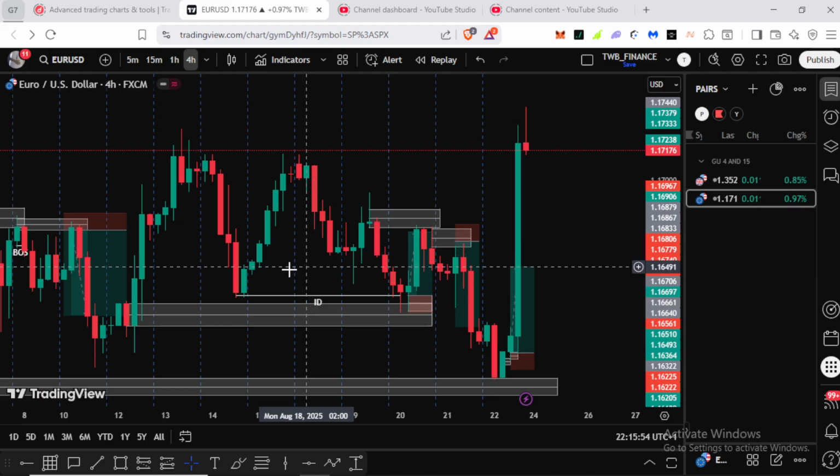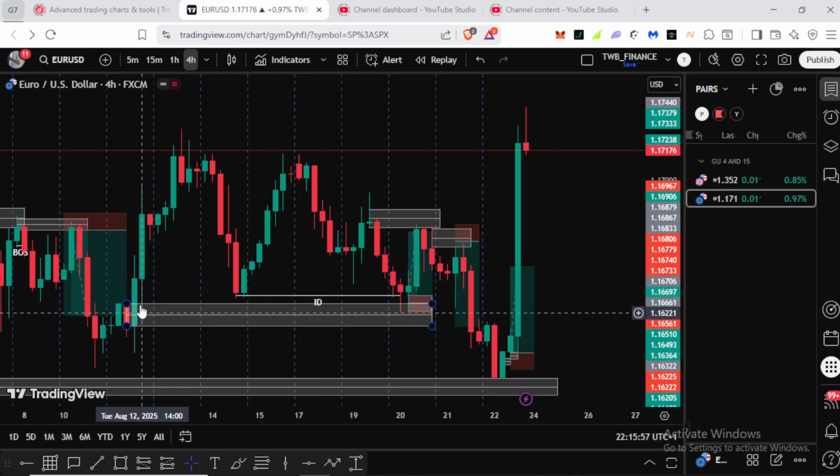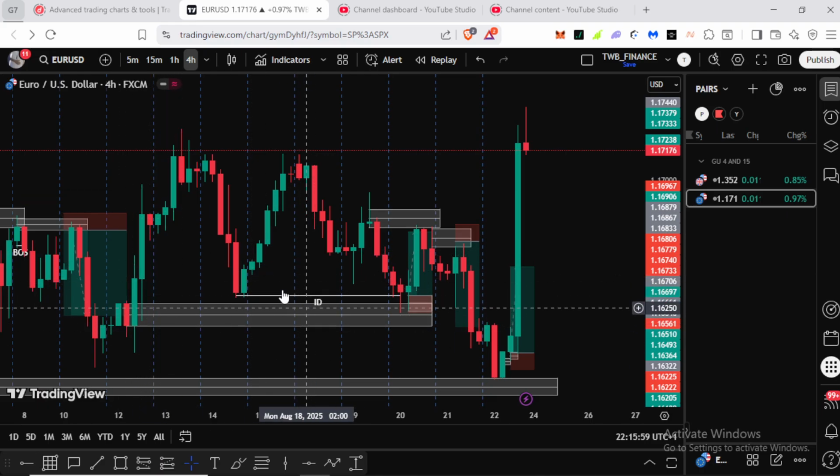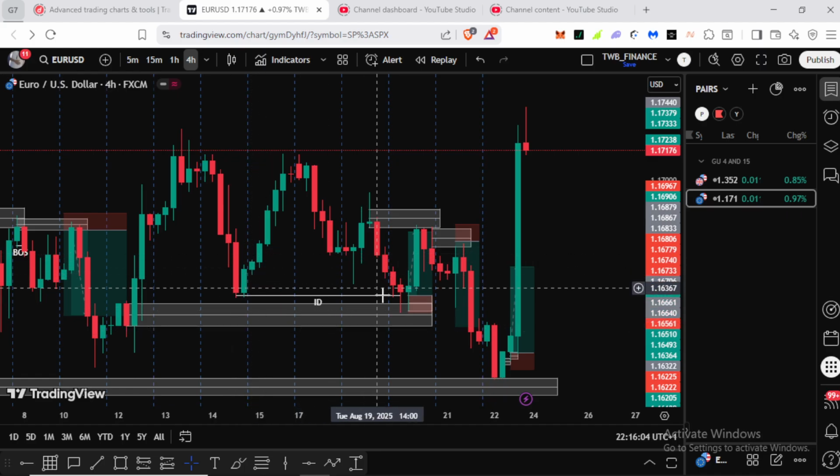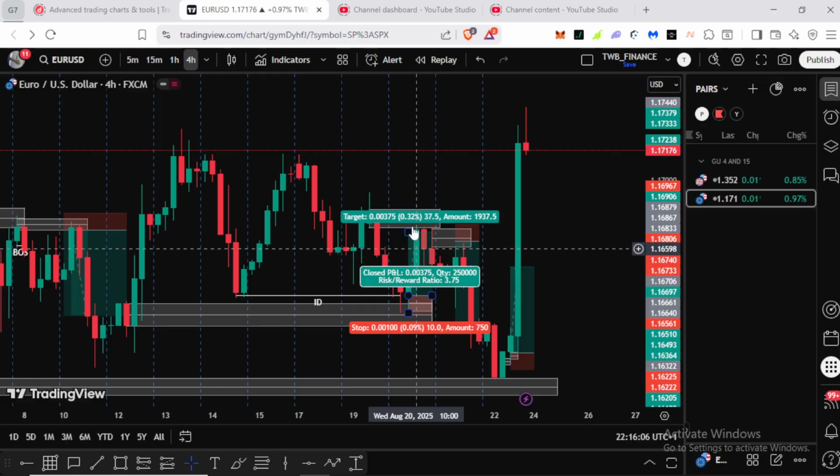I believe we all know what inducement is: when price is first trying to touch the zone, and then eventually touching the zone. So this is 37 pips, beautiful trade.